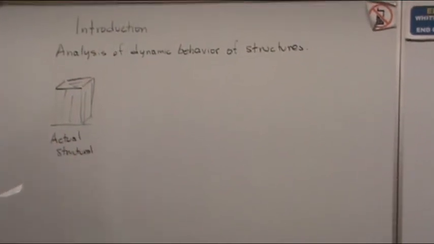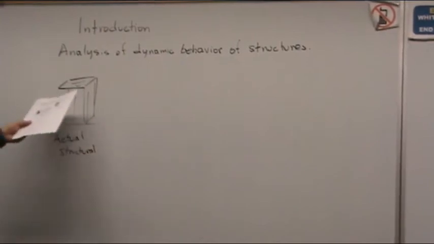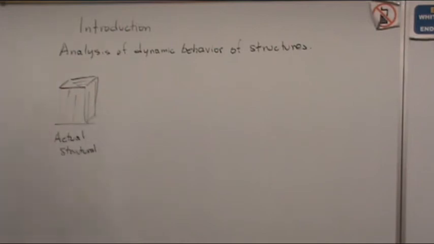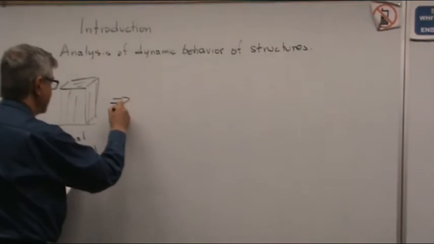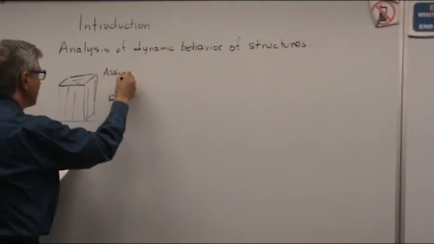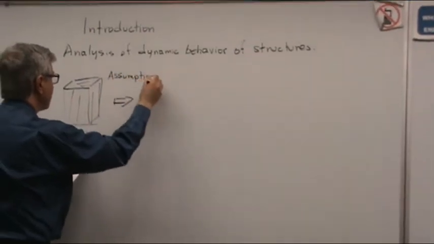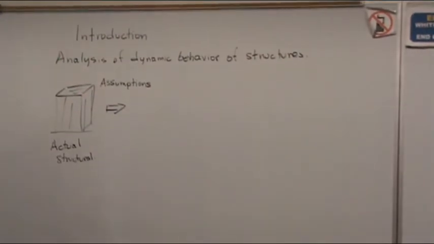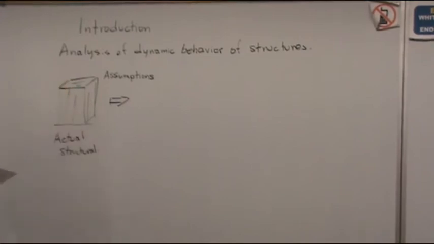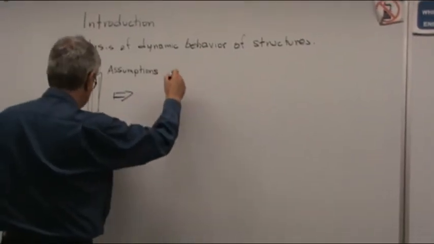Now the first step is to simplify it. You cannot analyze everything. You cannot consider an infinite number of degrees of freedom for a 50-story building. That is not feasible. So you got to do some simplifications. So the first step is to make some assumptions, okay, to come up with a model that is manageable. So you have a model of the system that you can analyze.